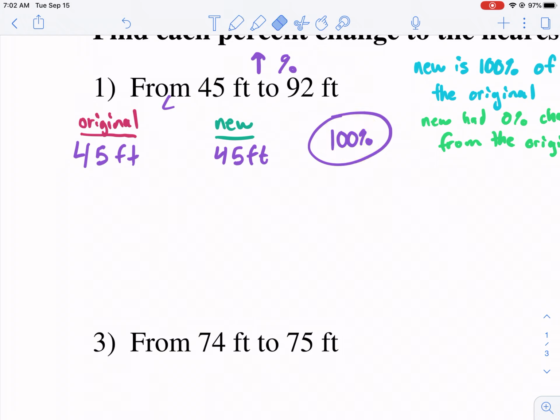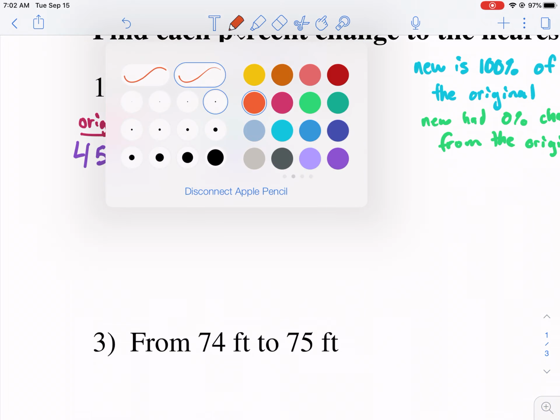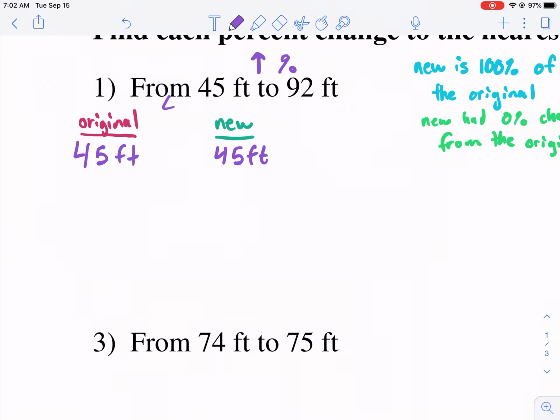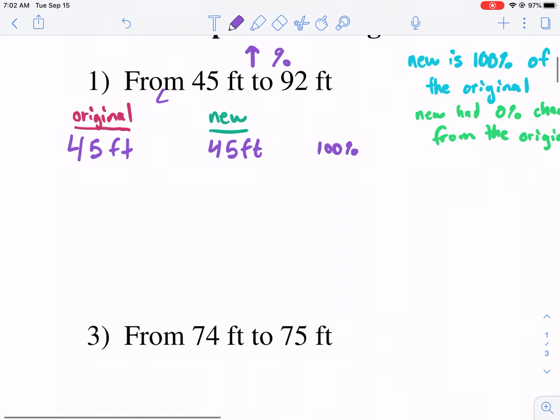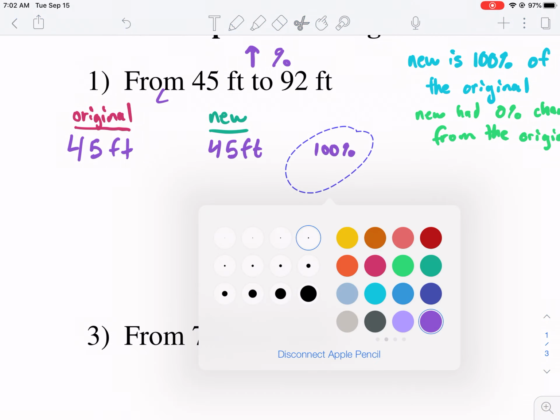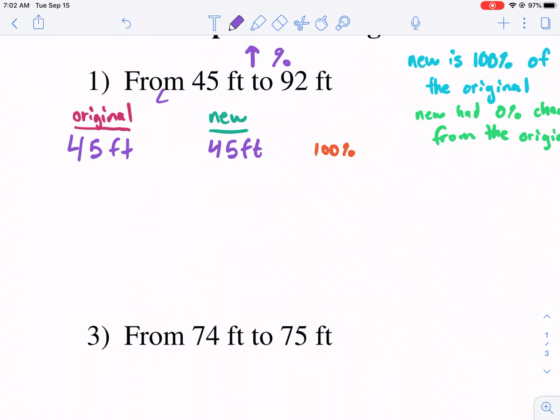Now let's expand it just a little bit. So we talked about 100% of the original value. So this is 100% of the value. Let me make this a different color, orange. So that's 100%. Here's our original 45 feet, and what if we go under 50%?